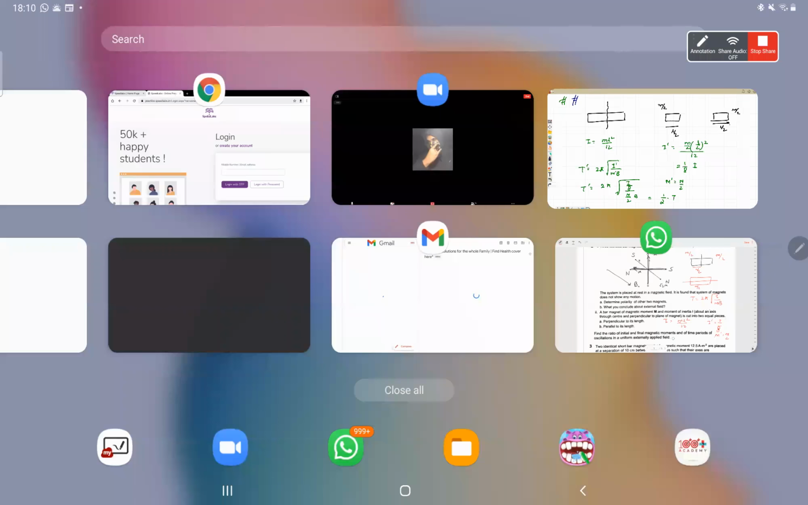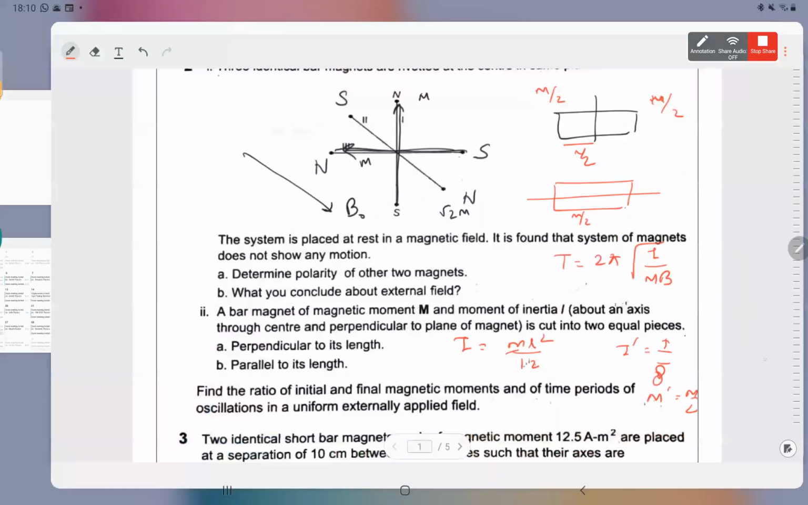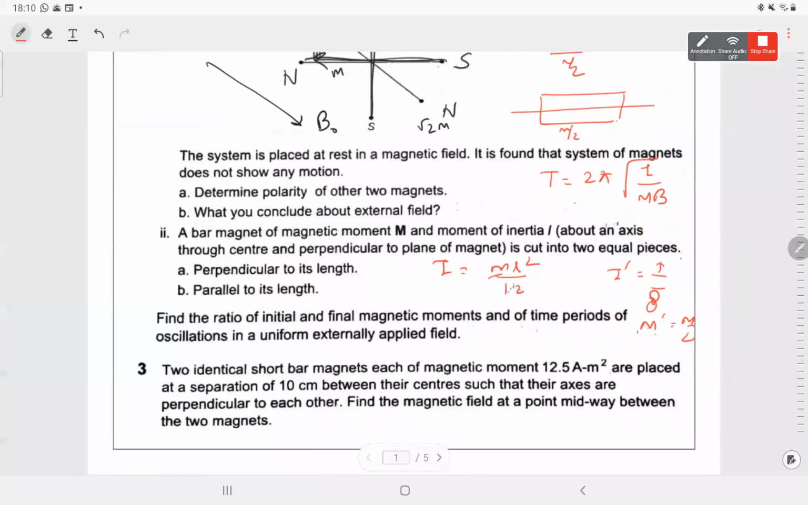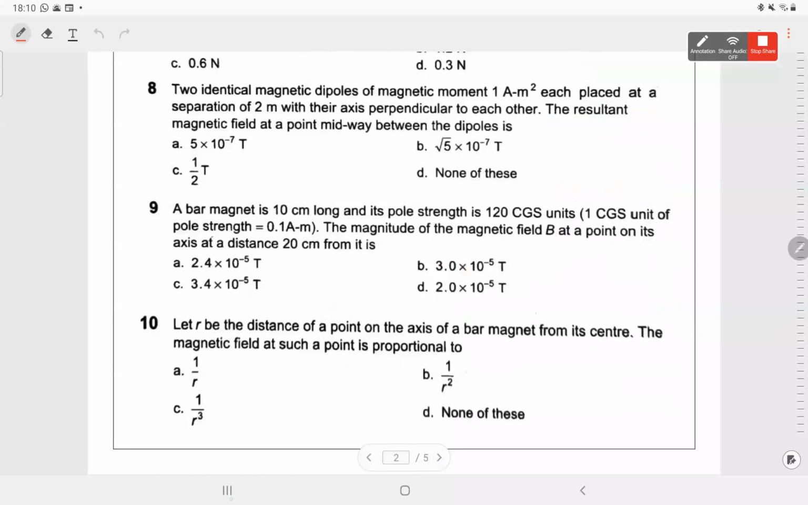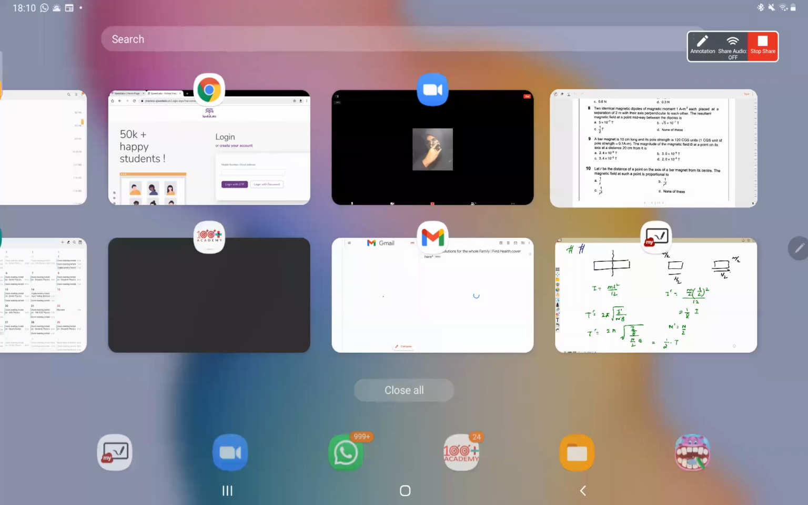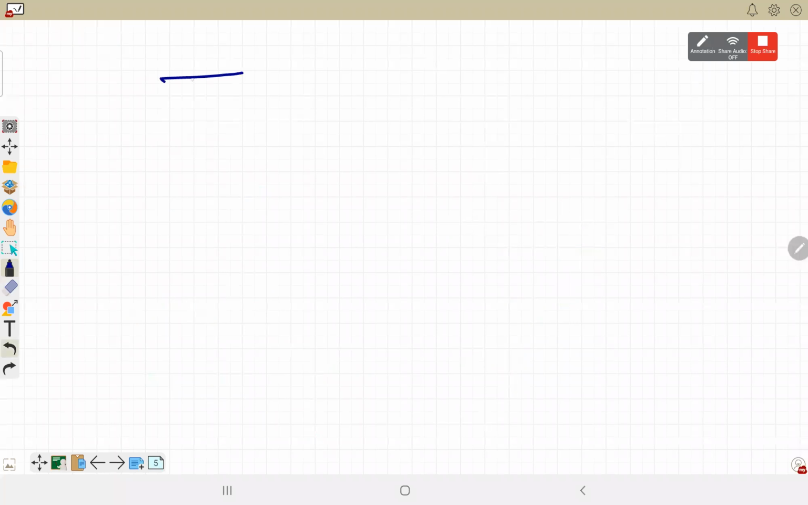Next is: two identical short magnets, each of magnetic dipole moment M, are placed with a separation of 10 centimeter between their centers such that their axes are perpendicular. Find the magnetic field at a point midway between the two. There are two small magnets, and their axes are perpendicular. We have to find the magnetic field at the midway point.